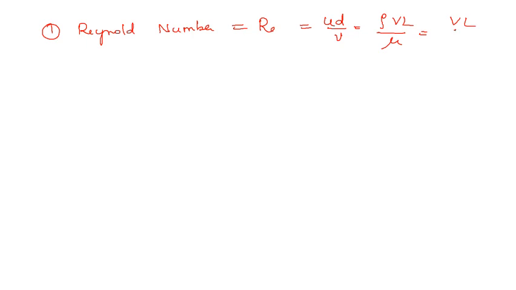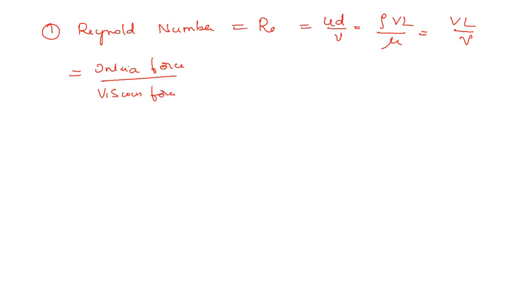Let us understand some of the dimensionless numbers and their physical significance. The first number is the Reynolds number. It is generally written as Re, given as rho U L by mu, or U L by nu. This is nothing but inertia force by viscous force.